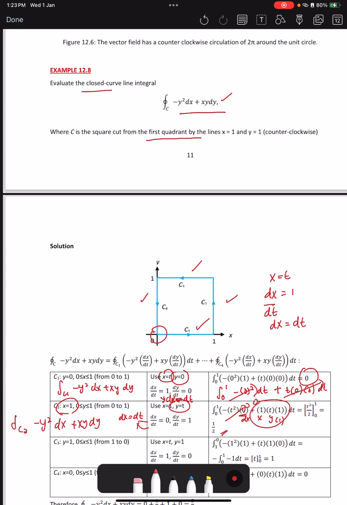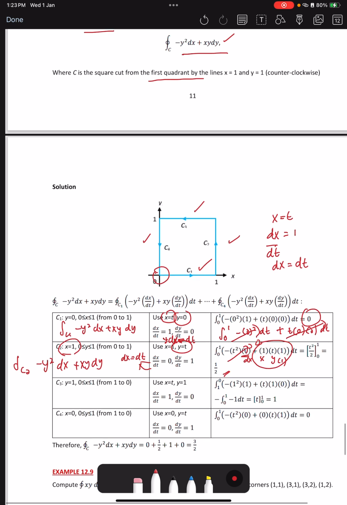Right. And then for the third curve, y is equivalent to 1 now, and your x is equivalent to t. So your dx will be equivalent to dt, and then dy is equivalent to 0. And you replace now C3, negative y squared dx plus xy dy. You replace it here, you will get 1.